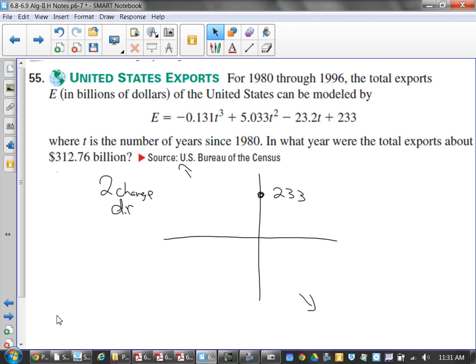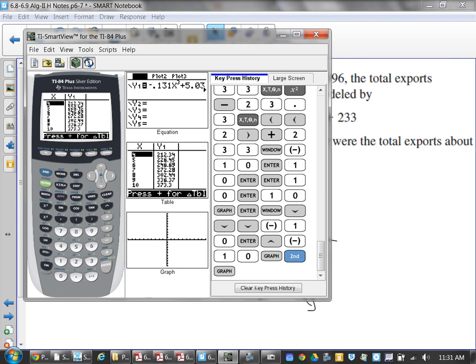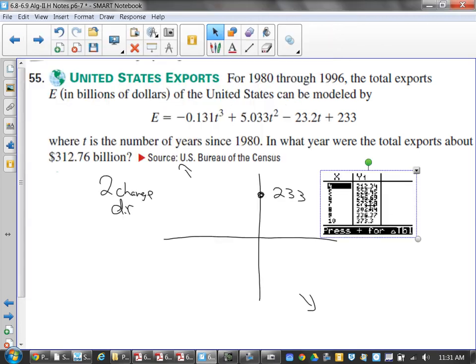So what we're looking at here then is, if you think about what you just put in your calculator, instead of using t, what did you use? X. So what do you think E is representing then? Y. All you have to do is go through your table. When you go into your table then, we're looking for it to go to, what was it, 312? So if I'm looking at my table, I'll just blow this up some.